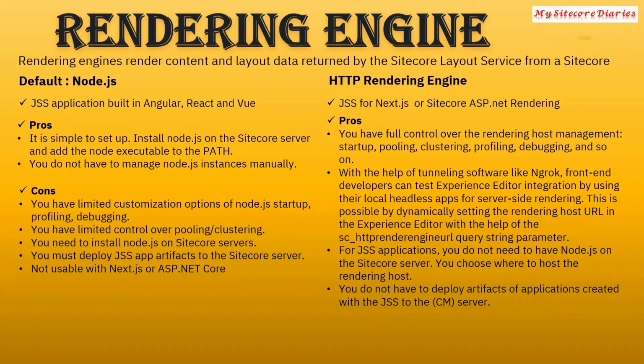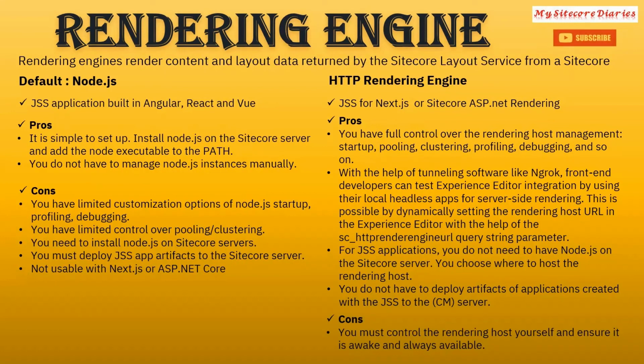So I think this is the most critical thing in this rendering. For a JSS application, you do not need to have Node.js on the Sitecore server. So if you are using a JSS application, there is no need to install Node.js on the Sitecore server, as in the Node.js rendering. You choose where to host the rendering host. You do not have to deploy the artifact of the application created within the JSS to the CM server. So whatever the artifact, whatever the build you are creating in the JSS, you do not need to deploy on Sitecore.